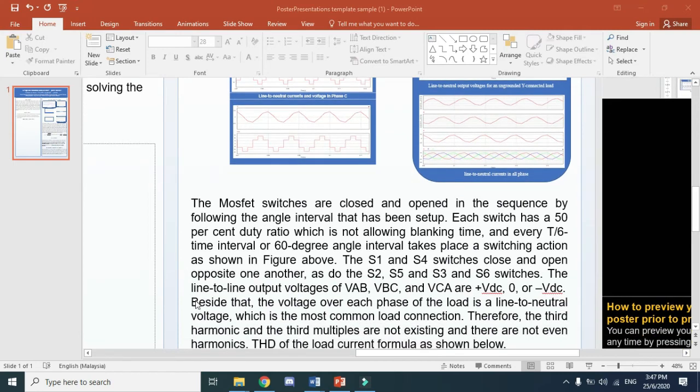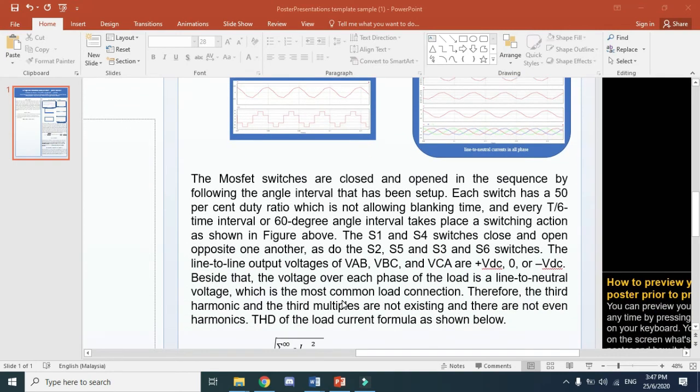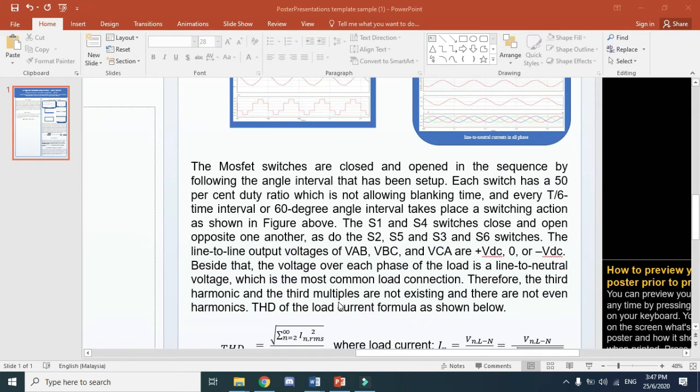Besides that, the voltage over each phase of the load is line to neutral voltage, which is the most common load connection. Therefore, the third harmonic and the third multiples do not exist, and neither do the even harmonics.